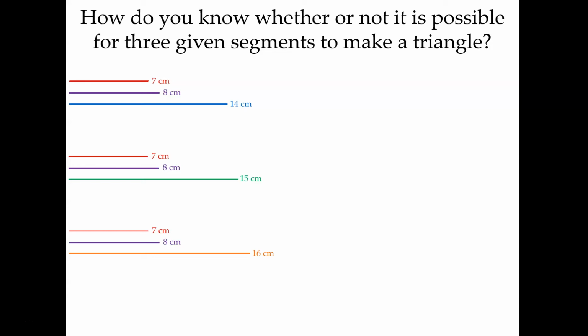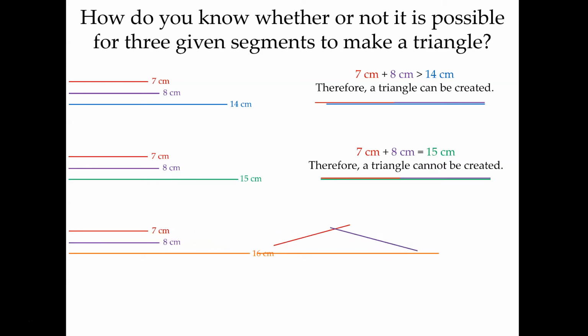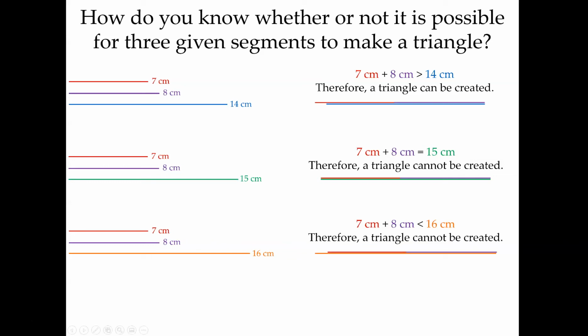For example, each set of three segments listed on the screen right now, do they all make a triangle? Is it possible? If not, why? Well, let's see. Okay, so our first set makes a triangle, and I notice that 7 plus 8 is bigger than 14. But my second set doesn't make a triangle. 7 plus 8 is equal to 15, and our last set doesn't make a triangle either. 7 plus 8 is less than 16.